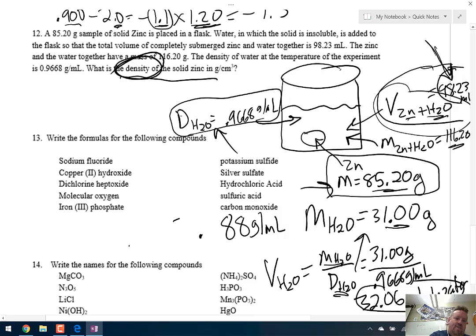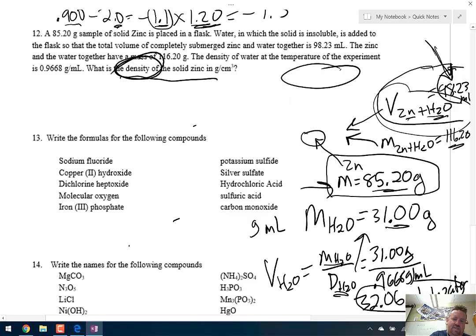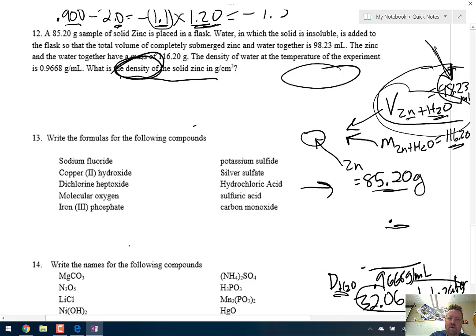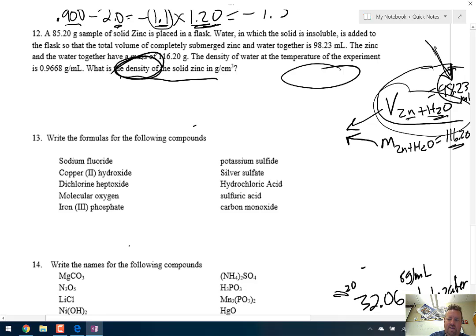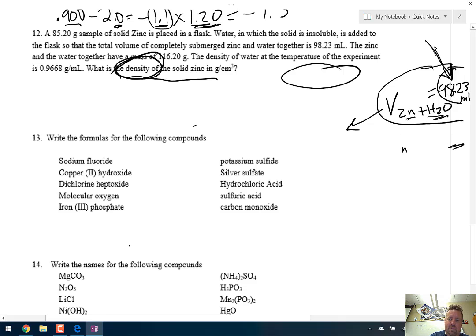Okay, number 13, let's finish this up here. Question number 13 talks about writing formulas for the following compounds. Now, it could be ionic, could be covalent, it could also be acids. But let's look here at the first one. So again, the first thing I do is I always try to categorize, is it ionic or is it covalent or is it an acid?